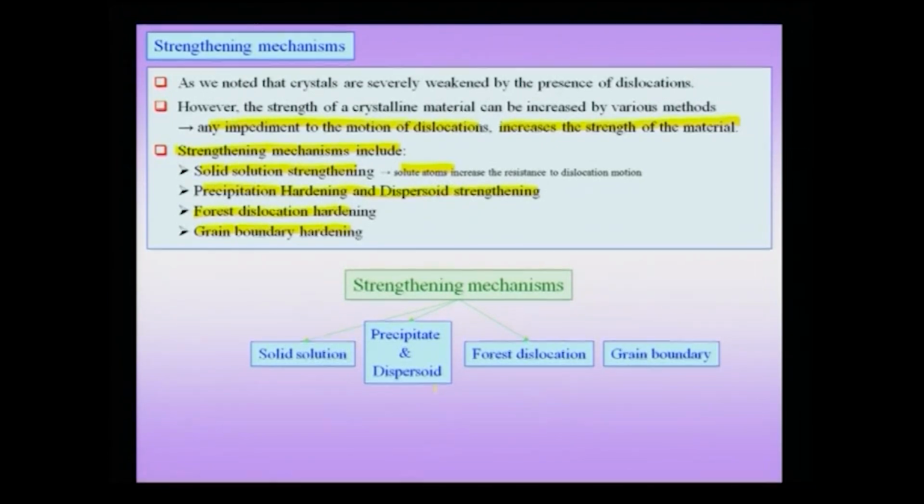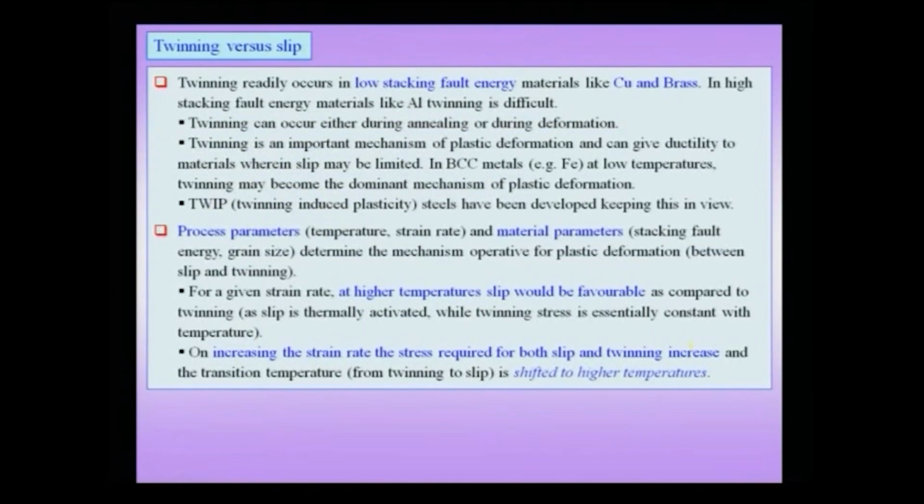So, the important strengthening mechanisms are solid solution strengthening, wherein I can use an interstitial solute like carbon or a substitutional solute like nickel in aluminum or nickel in copper. I can do precipitate or dispersoid strengthening, wherein large precipitates, especially finely distributed, impede the motion of a dislocation, giving rise to strengthening. I can use forest dislocation strengthening, that means increase the dislocation density, or I can make a fine grain material, because the grain boundary is the region where finally the dislocation ceases to exist.